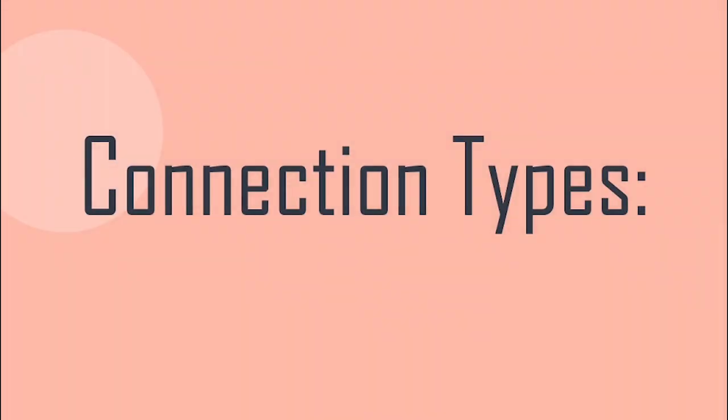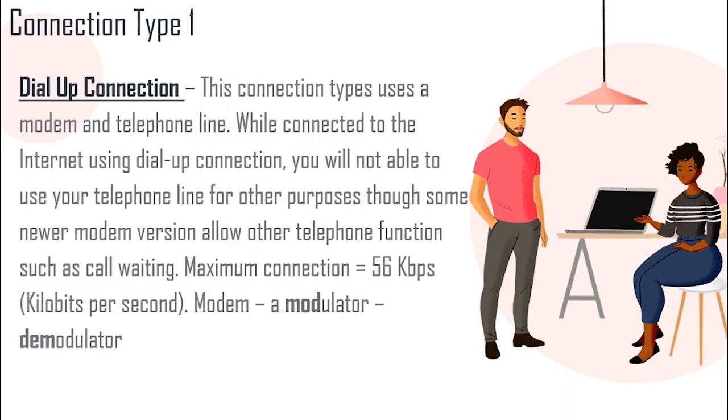We also have different kinds of connection types on our internet. First off, the dial-up connection. This connection type uses a modem and telephone line. While connected to the internet using dial-up, you will not be able to use your telephone line for other purposes, though some newer modem versions allow other telephone functions such as call waiting. Maximum connection is equal to 56 kilobits per second. And modem means modulator-demodulator.